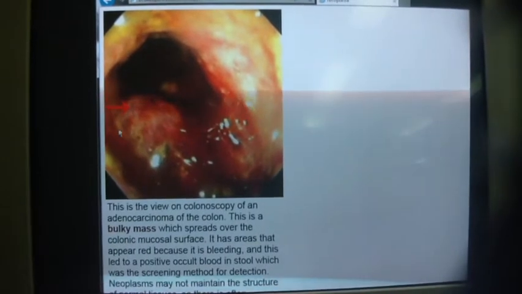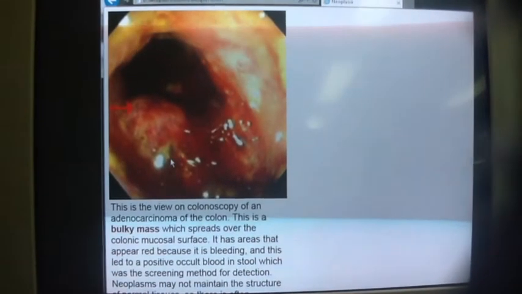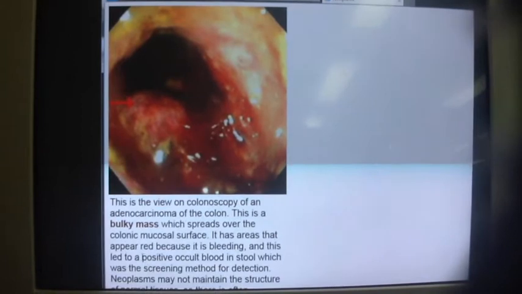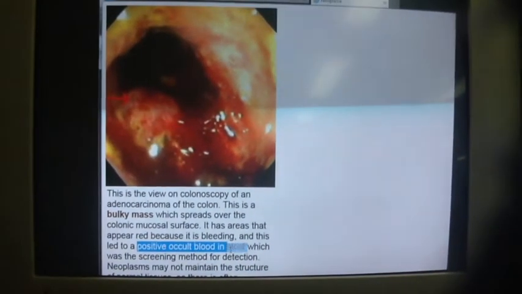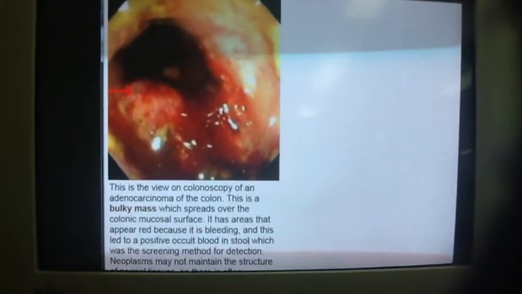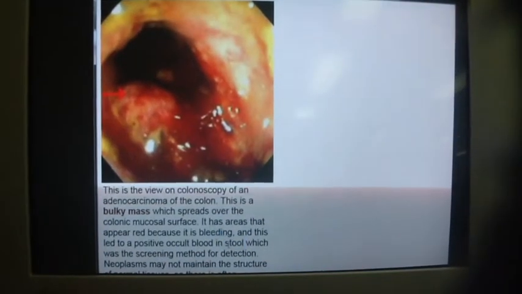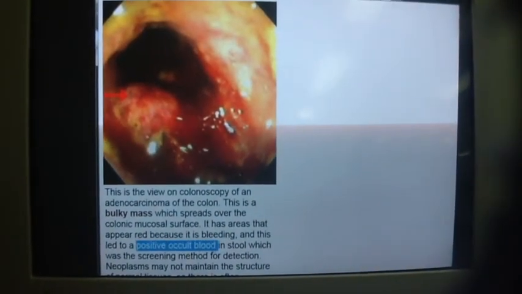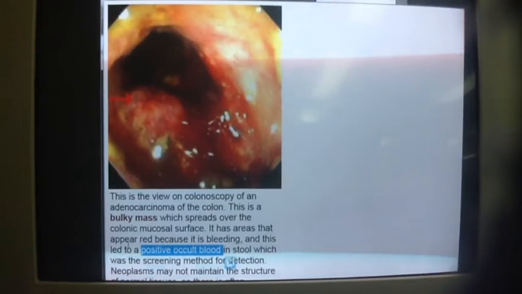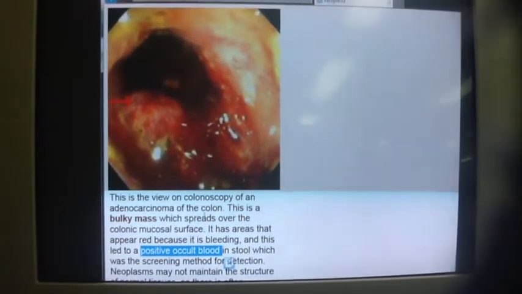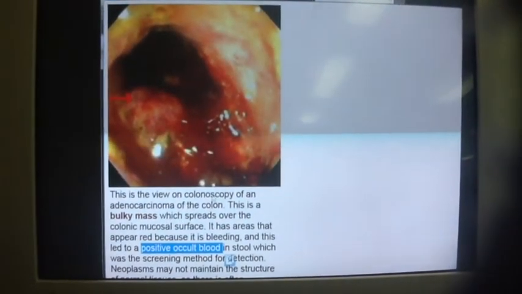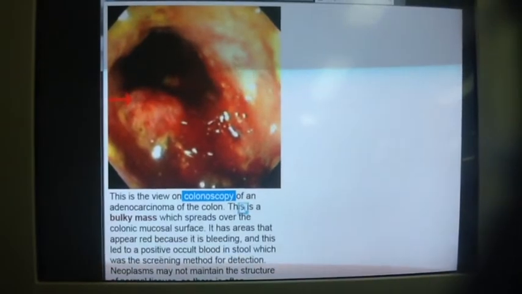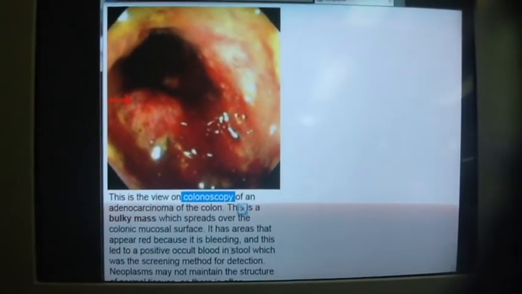There is a lot of blood at the edge of the tumor, so the patient may also have positive occult blood in the stool. We do stool analysis, and in the stool analysis we can find microscopic RBCs in the stool. So we have two tools for investigation for colon cancer. We have colonoscopy, and also we have the stool analysis test.